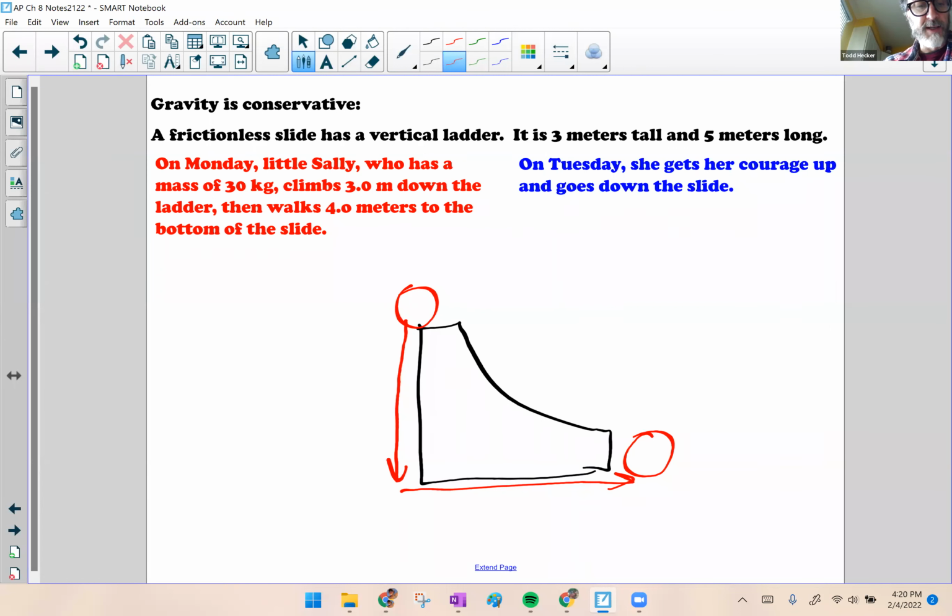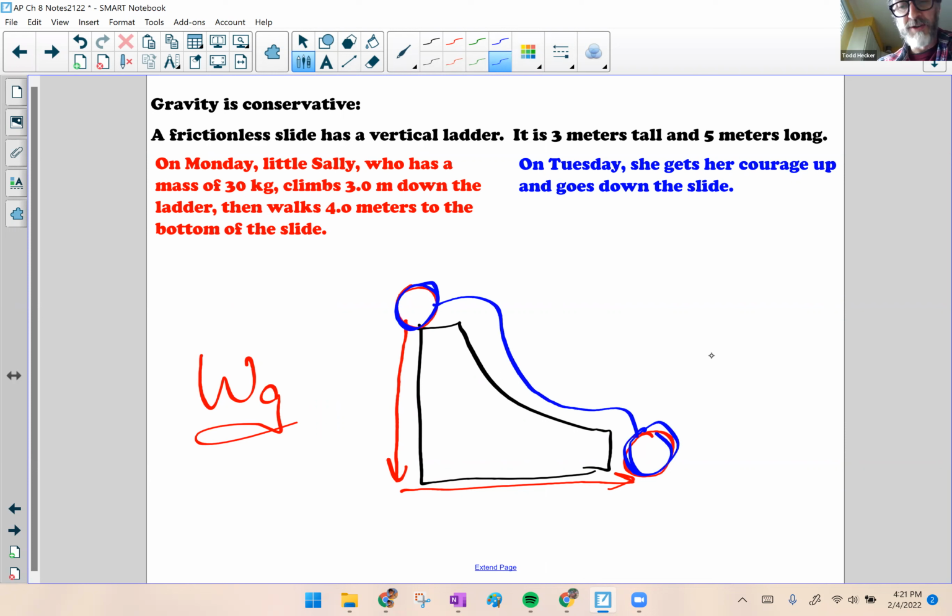She calculates the work done by gravity on Monday. Tuesday, she's feeling a little bit more gutsy and she goes down the slide and she again calculates the work done by gravity. It turns out that both days gravity does the same amount of work.